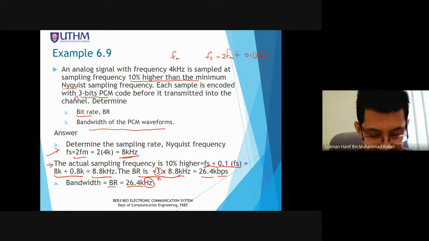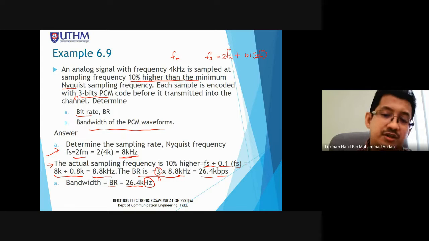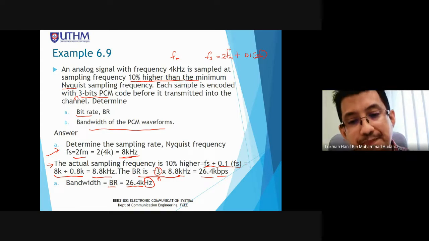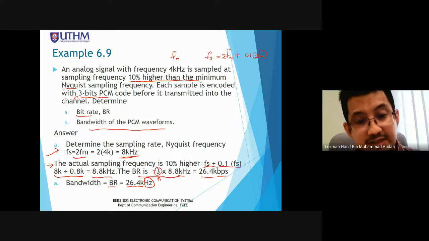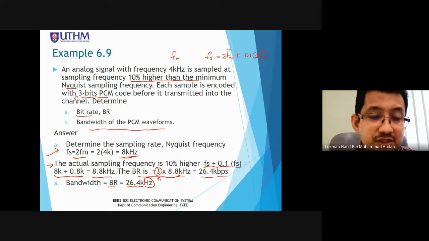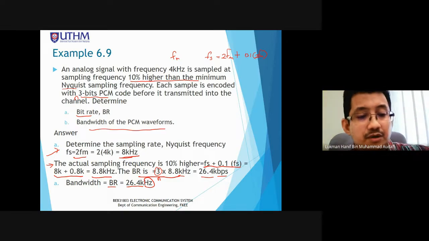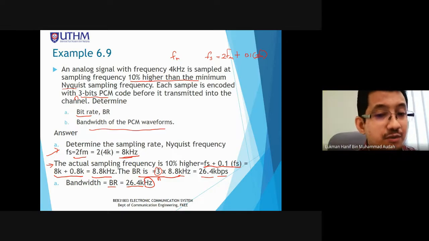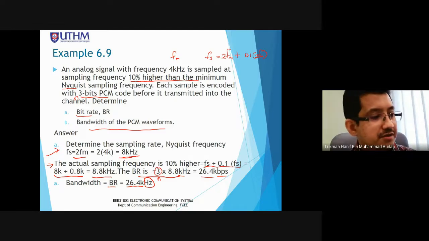Ni ada soalan nak tanya tak yang ni? Sebab ini pernah keluar beberapa kali dalam final exam, iaitu pelajar perlu cari bit rate, perlu cari bandwidth dan seterusnya lah. So can you understand this? Do you have questions to ask? Otherwise, kita boleh proceed. Okay, kalau ada soalan boleh tanya sekarang. Saya boleh tolong jawabkan.